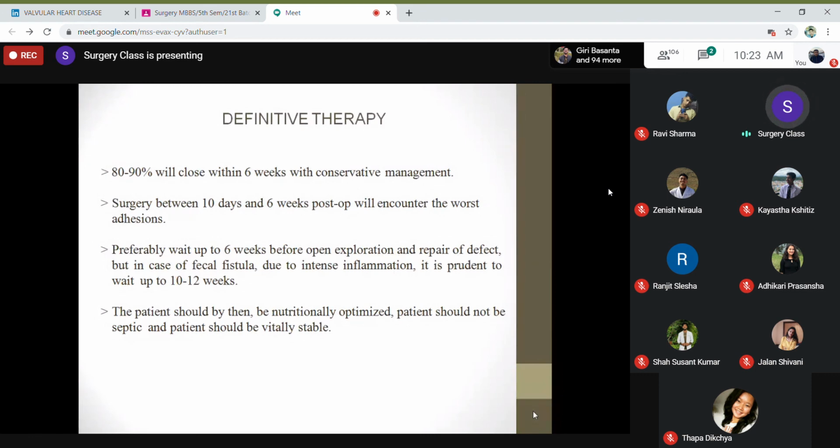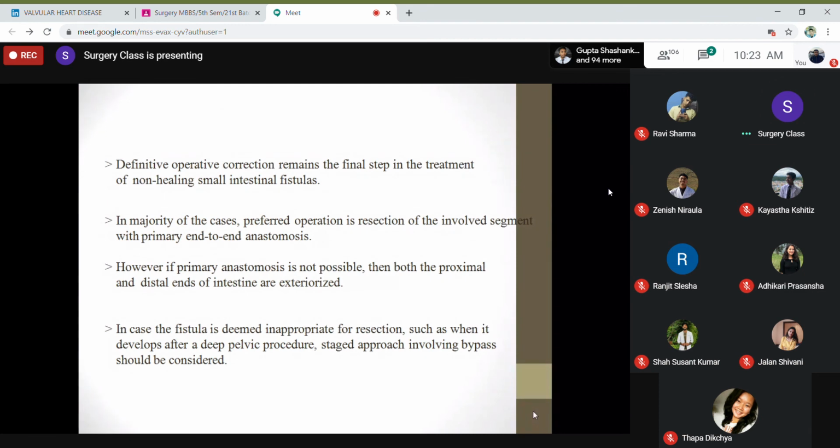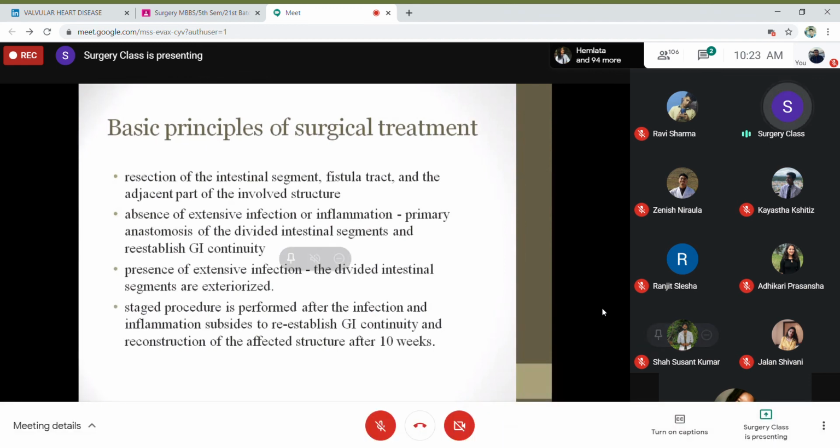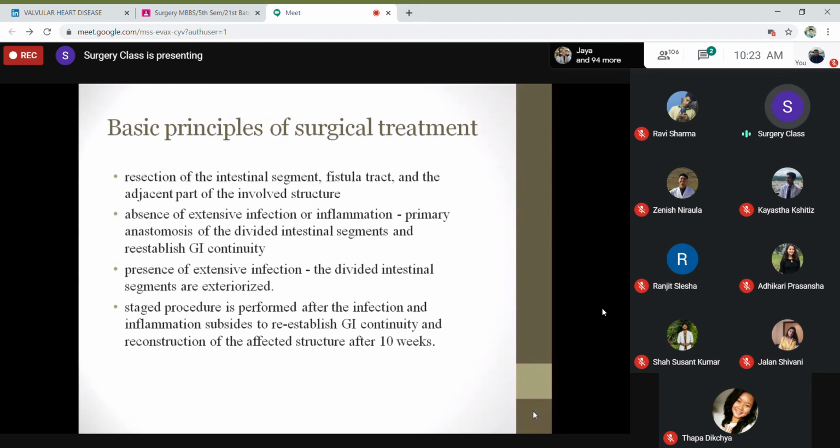So in fistula also, you wait for 6 weeks. If the output is decreasing, then it's all right. If it's not decreasing, then you have to operate. The basic principle of surgical treatment is you have to explore it, find out the tract, where it is, do an adhesiolysis, and then if it is possible, refreshen the tract which is connected to the intestine, or you may have to do a resection anastomosis.